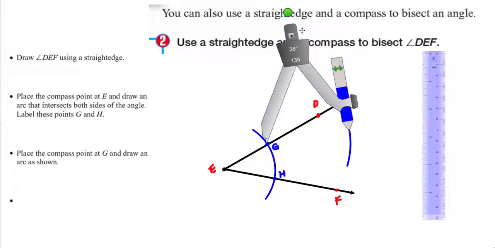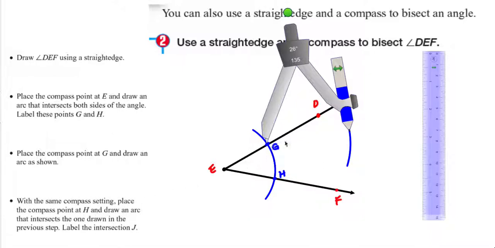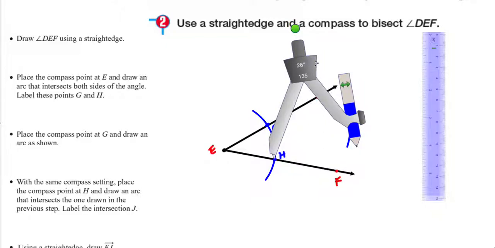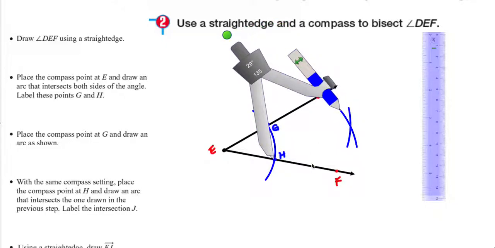Next step, after putting it on G, we are going to put the pointed part on H with the same compass setting, which is 135 degrees. Some compasses can be locked, so if you have a compass that locks, the better off you are. Place the compass point at H and draw an arc that intersects the one drawn in the previous step. So we do the same step on point H and create another arc right there, with the same opening.